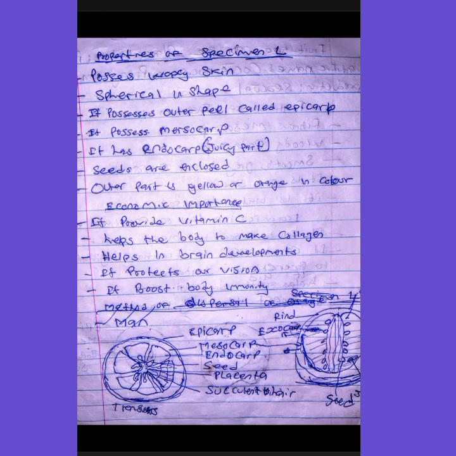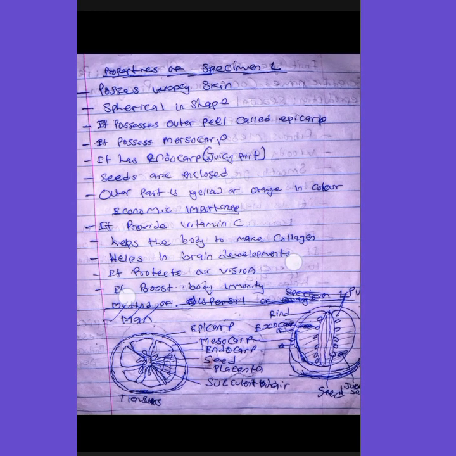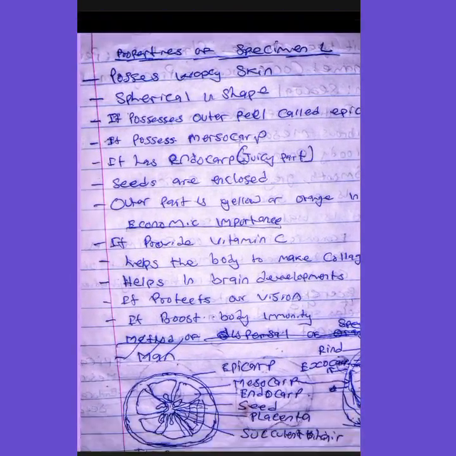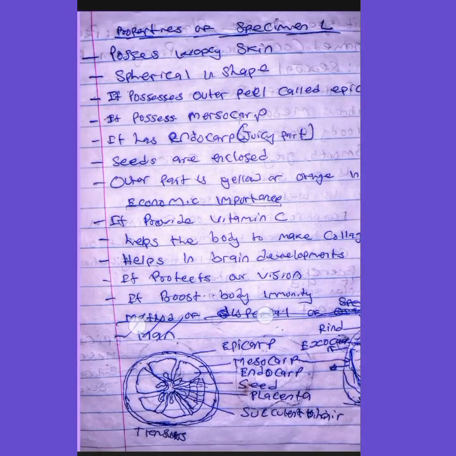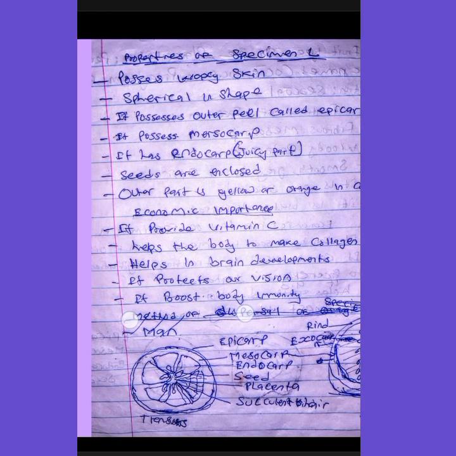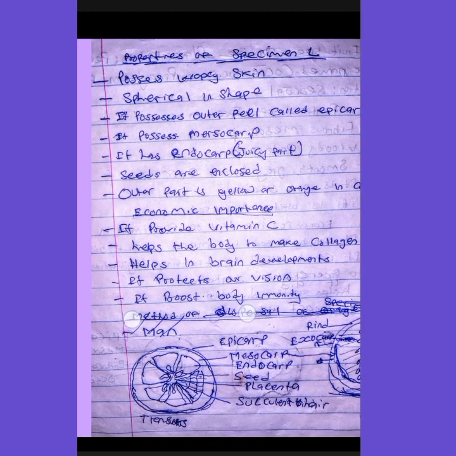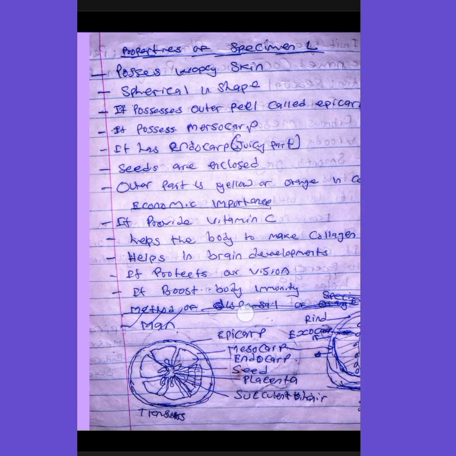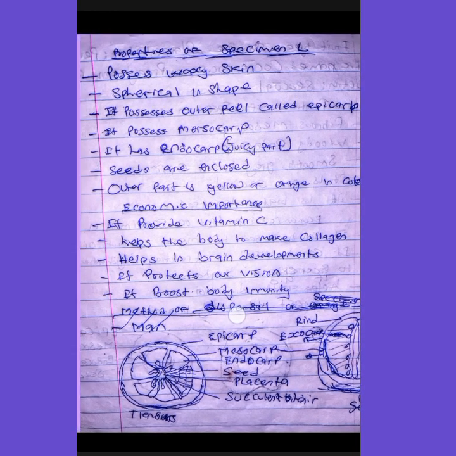Properties of specimen L: it possesses a waxy skin. It is spherical in shape. It possesses an outer peel called the epicarp. It possesses a mesocarp. The mesocarp is succulent. It has an endocarp. The juicy part is the endocarp. Its seeds are enclosed, that is, they are not naked. The outer part is yellow or orange in color. That is the ripe orange fruit.